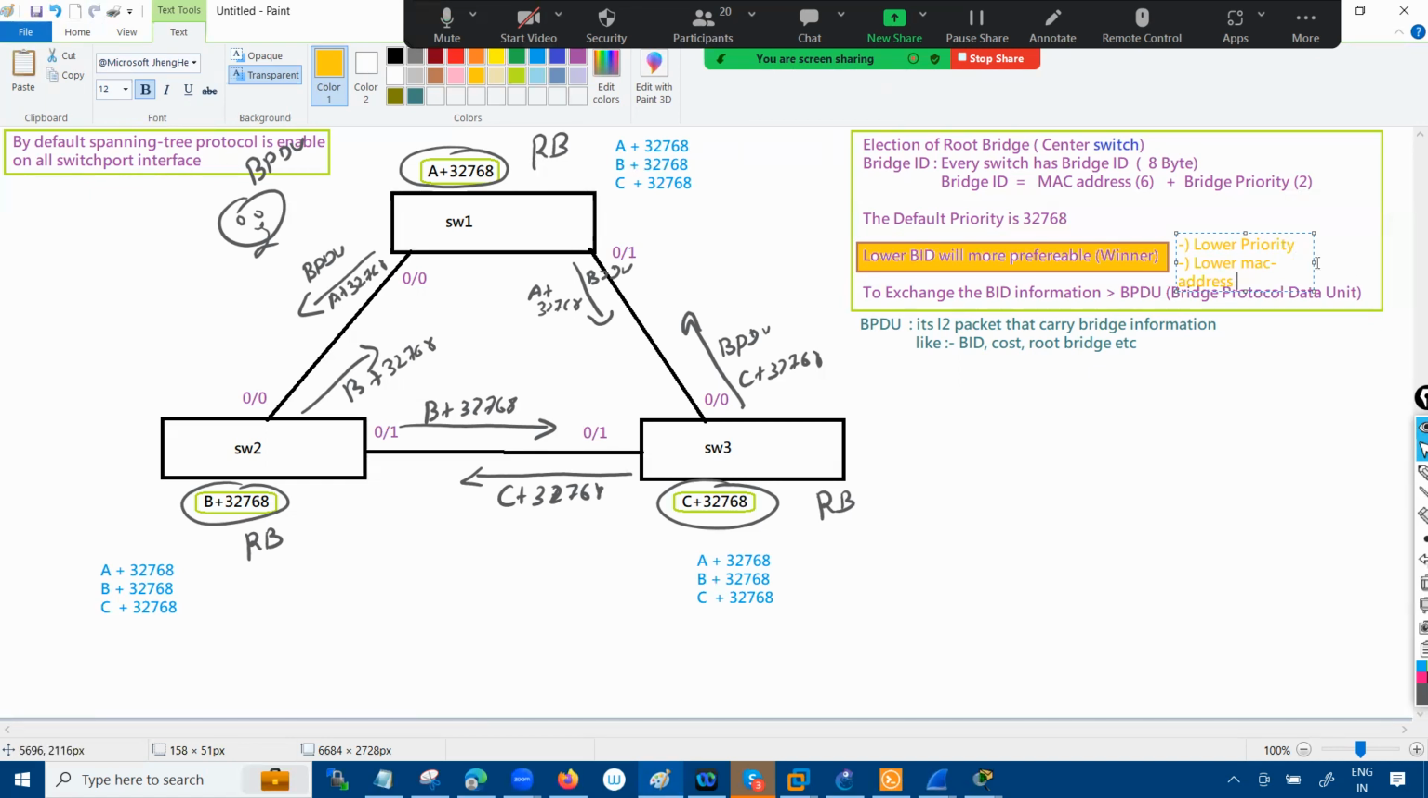Now, the MAC address that I'm going to look for is called the base MAC address. Why am I calling this the base MAC address? In the bridge ID election, we are looking for the base MAC address. Let me tell you what the base MAC address is.